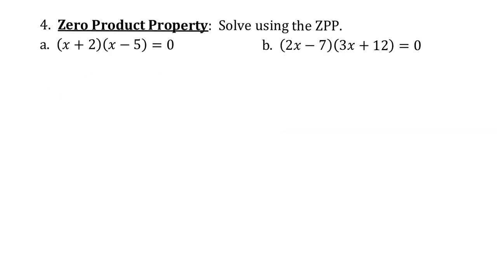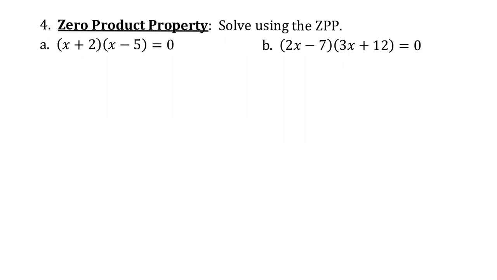Okay, number 4, let's remind you of the zero product property, which some people call ZPP. If you have a factored form over here and it is equal to 0, you can use the zero product property to solve this equation. This only works if this is factored and it equals 0. That's why it's called the zero product property.